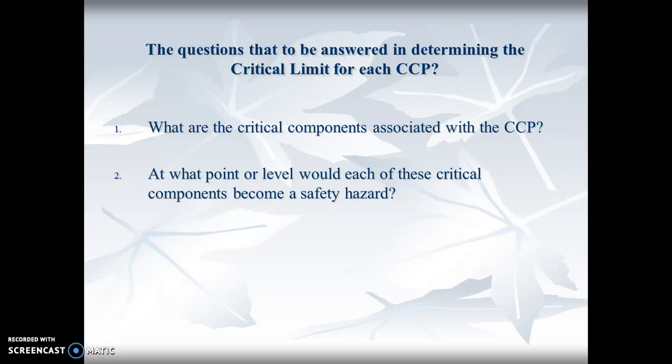And then at what level or what point would each of these critical components become a safety hazard? Is the metal the size of a penny? Obviously somebody's going to choke and possibly die if they were to swallow a penny. So it's one of those, hey, we can't have metal that large. Is the metal round or is it sharp? That's where it's going to get a little dicey. Which bacteria is present? Is it just generic E. coli or is it E. coli O157:H7? Those are things where you got to identify what is critical.